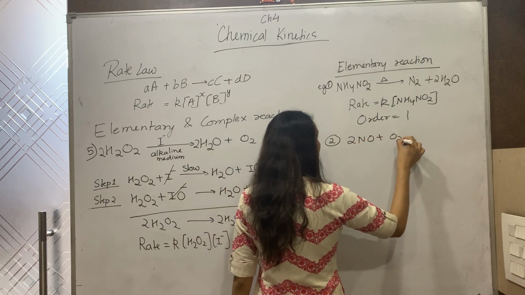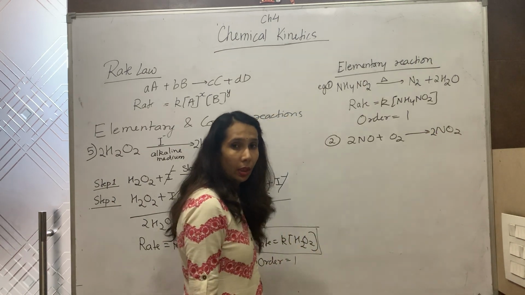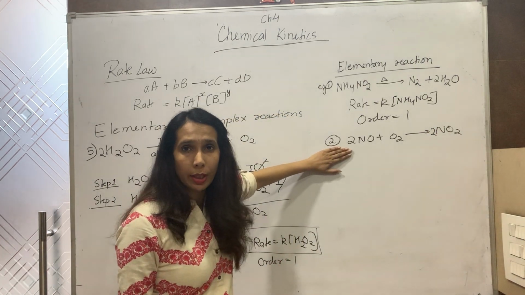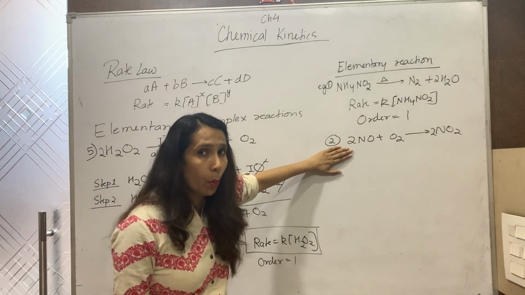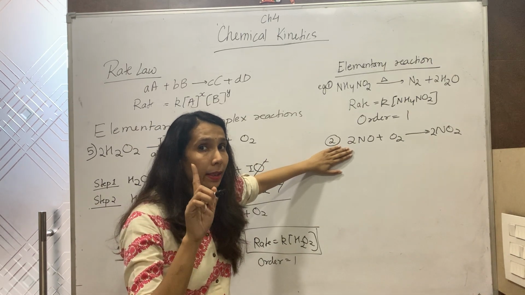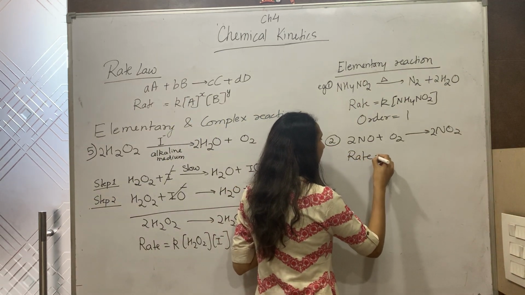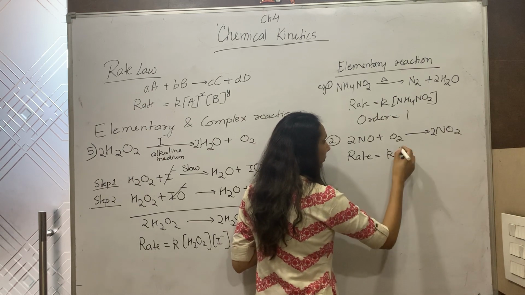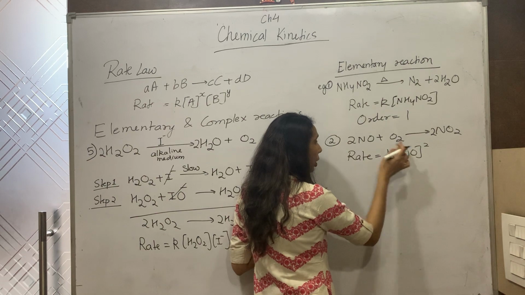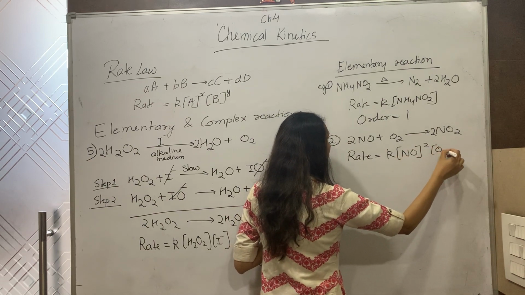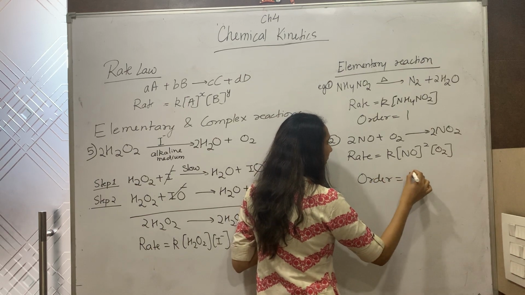2NO plus O2 gives 2NO2. Now it was found that this reaction is an elementary reaction which takes place only in one step. And it was found that rate is equal to K [NO] to the power 2. Stoichiometric coefficient is 2, so it is 2. [O2] to the power 1. So order of reaction is 3.